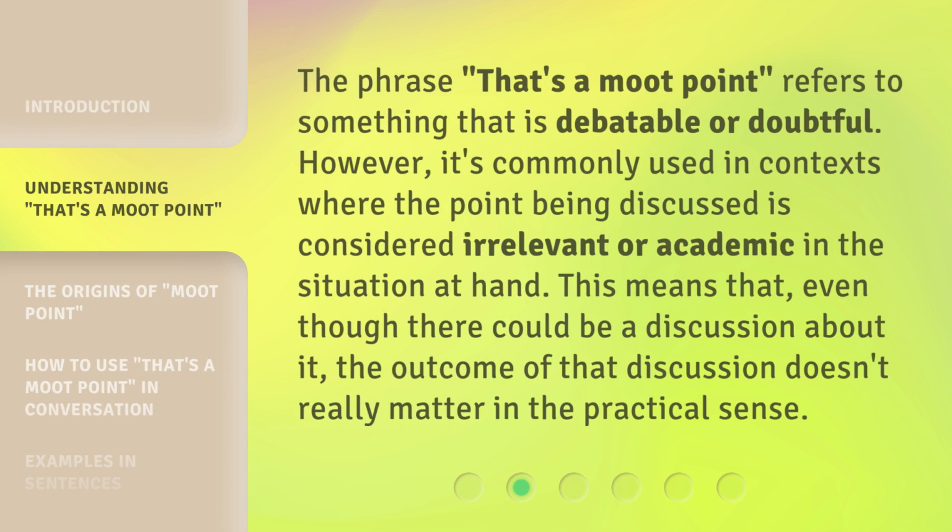The phrase, "that's a moot point," refers to something that is debatable or doubtful. However, it's commonly used in contexts where the point being discussed is considered irrelevant or academic in the situation at hand. This means that, even though there could be a discussion about it, the outcome of that discussion doesn't really matter in the practical sense.